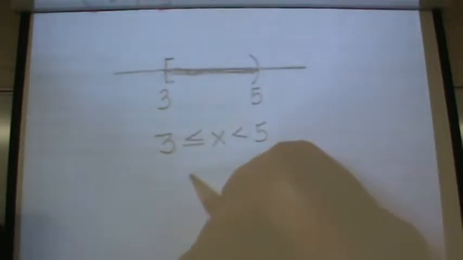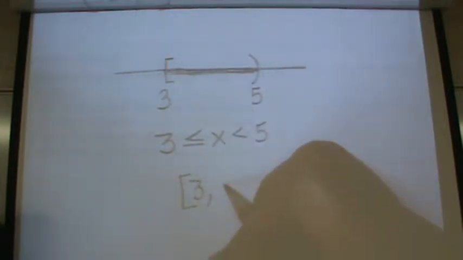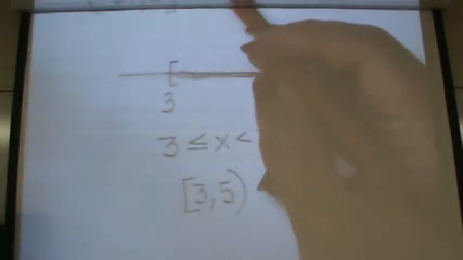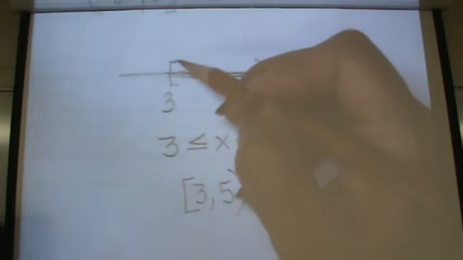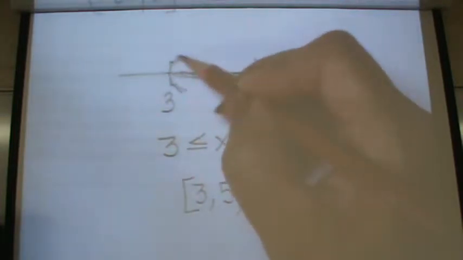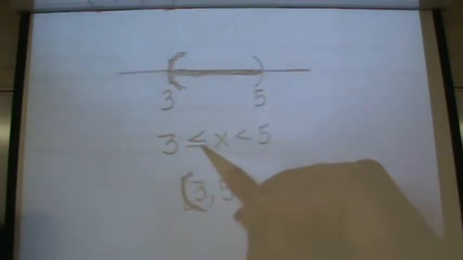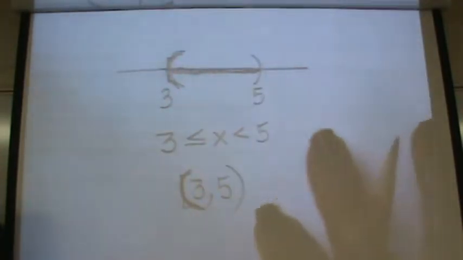How are you going to write this answer in interval notation? It'd be a bracket with a 3 and a 5 with a parenthesis. Now, pay attention. If this were a parenthesis, you'd have a parenthesis here, and you would not have that bar. So this should be review, right?